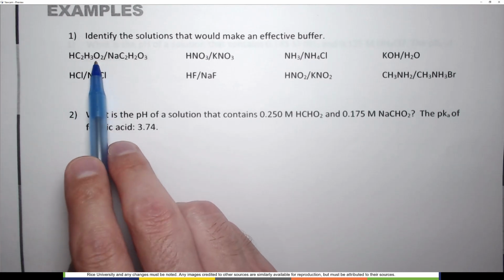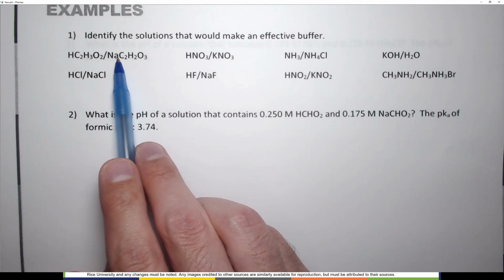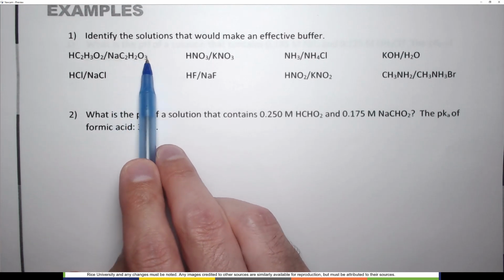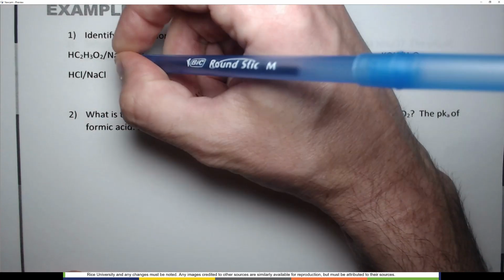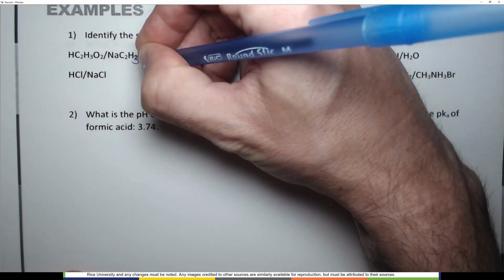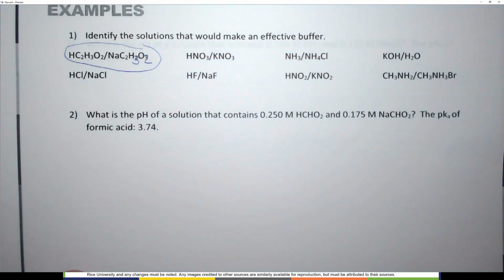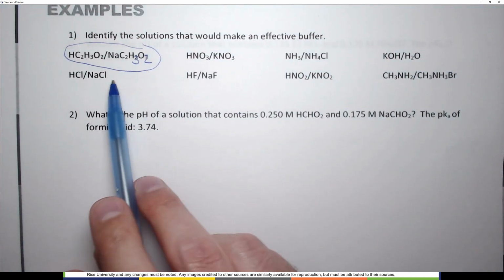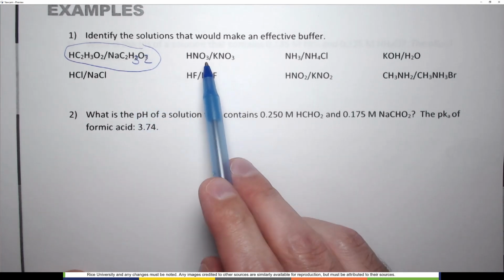It's not one of those 6 strong acids, same as last chapter. And is its conjugate base NaC2H3O2? In this case, there's a typo here. This should be C2H3O2, and this is a conjugate acid-base pair. Okay, weak acid, conjugate base.